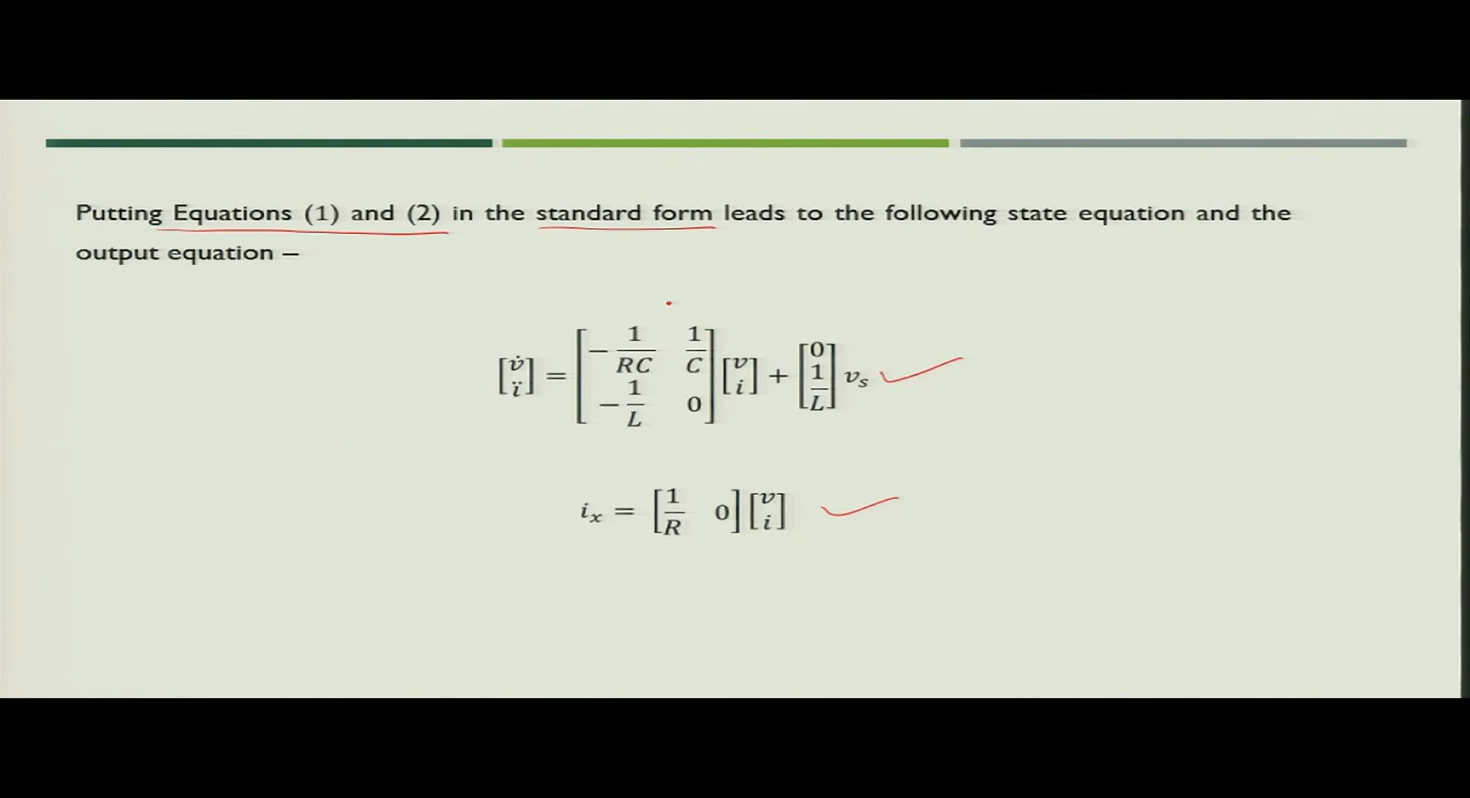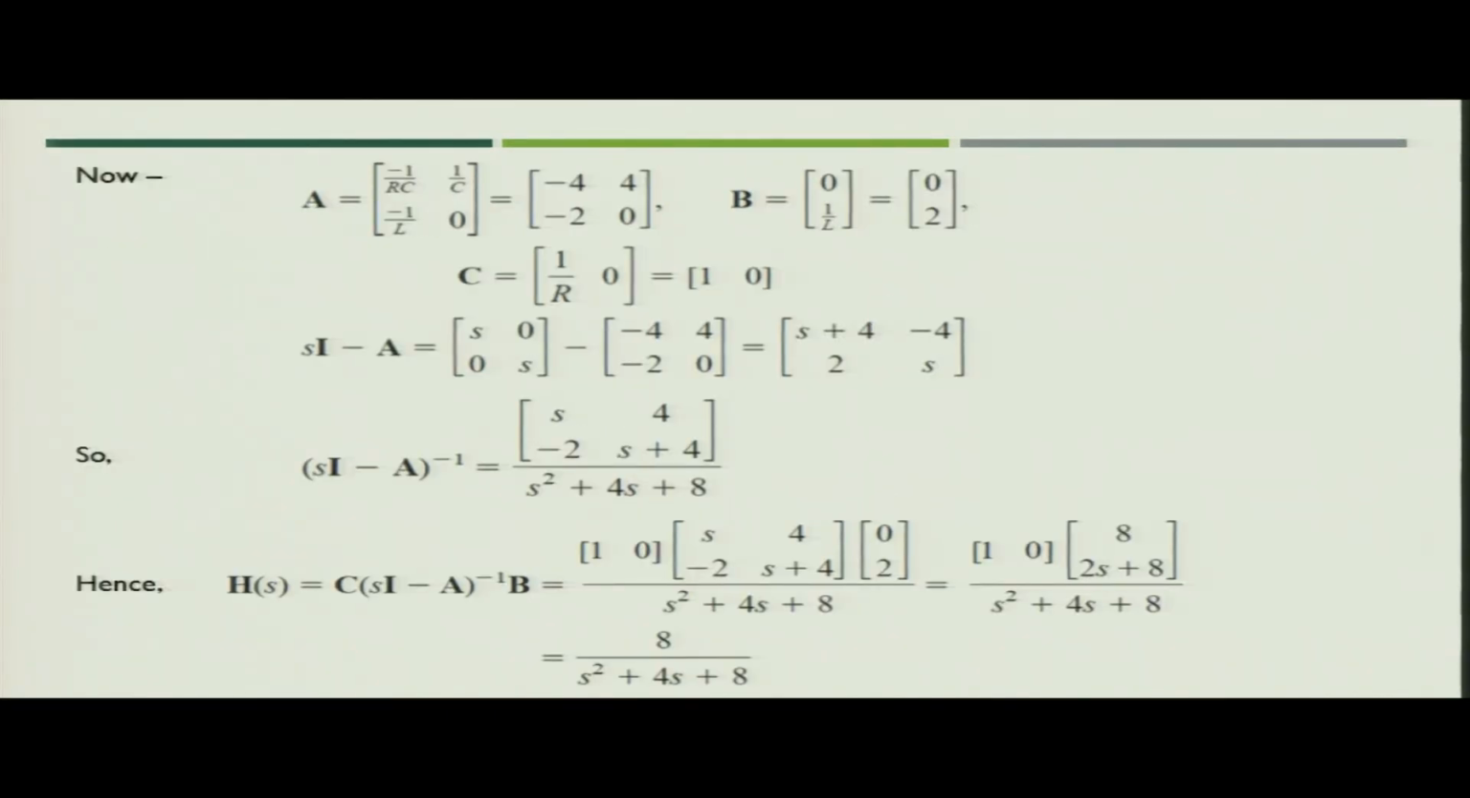Now, you have got A, you have got B and you have got C. Of course, D is 0. So, what we will do? We have A equal to [[-1/RC, 1/C],[-1/L, 0]]. So, these are the matrix elements. If you put the values of R and C, you get A as [[-4, 4],[-2, 0]]. So, these will be the elements of matrix A.